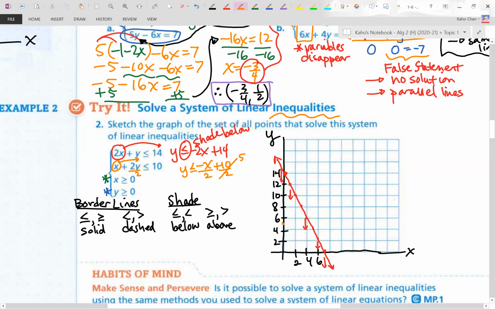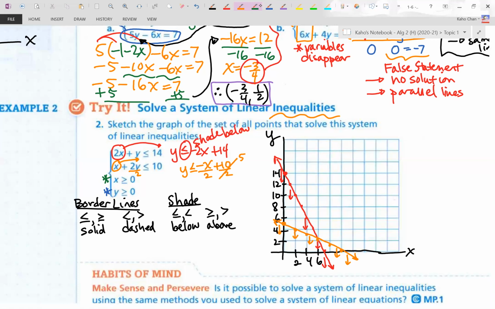Let's put it down at 5 on the y-axis for my y-intercept. The slope is negative 1 over 2. So from the y-intercept, I went down 1 over 2. It's also solid, and this one is also shaded below. Interesting. The last two are basically the x and the y-axis.